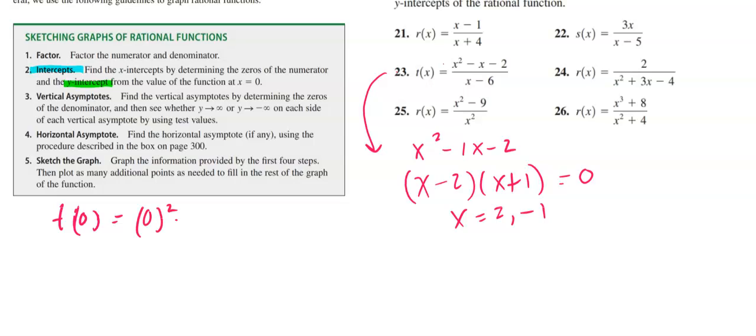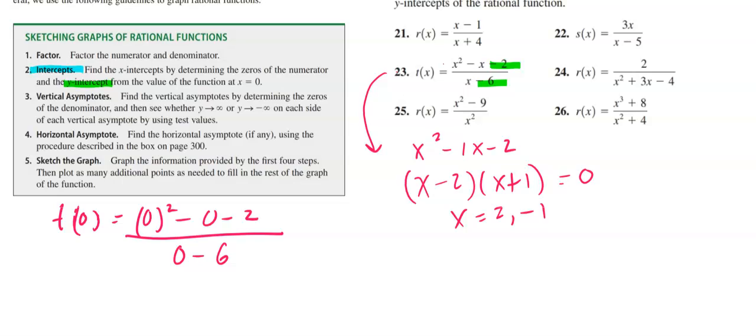At some point, this will probably feel like overkill to plug a 0 in every single time to find the y-intercept, because you'll say, well, look, isn't the y-intercept just negative 2 divided by negative 6? And I would say to you, yeah, that's it. But the reason that's it is because we're setting x to 0.